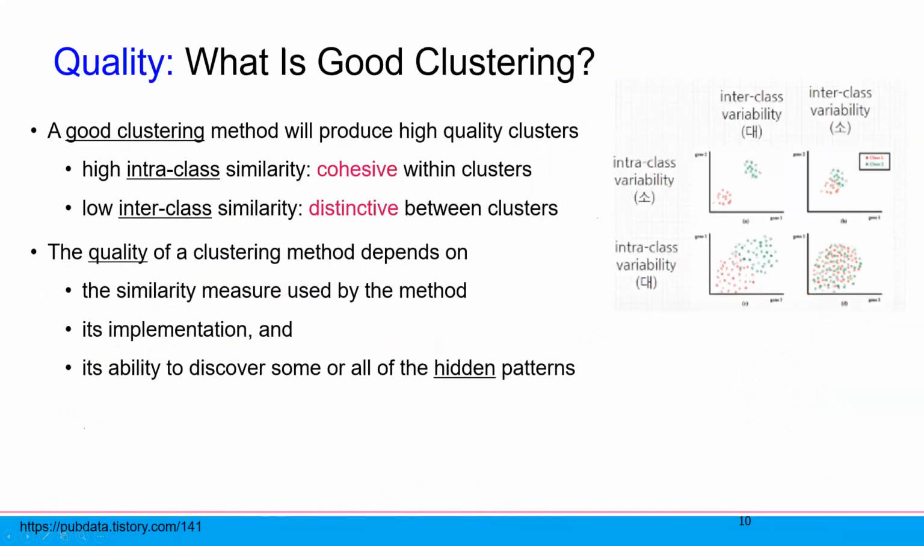When we have the clustering, we need to measure the quality. What is the quality? A good clustering will produce high quality clusters. What is the meaning of high quality clusters? It means we have high intra-class similarity, and low inter-class similarity.